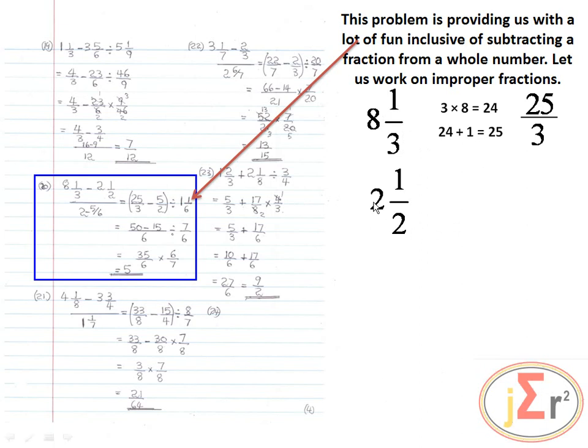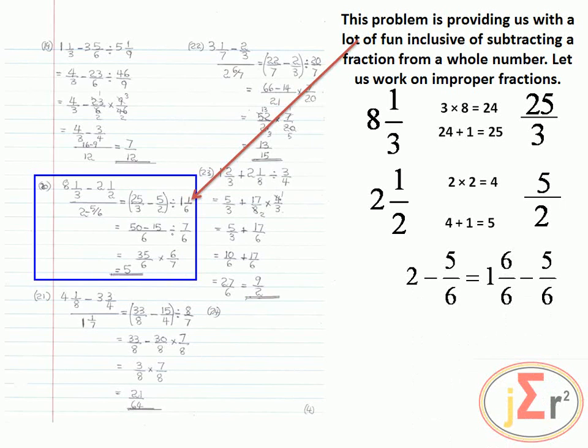2 2s, 4. 4 plus 1 is 5. 5, and the denominator is 2. Then what do we have? 2 minus 5 over 6.